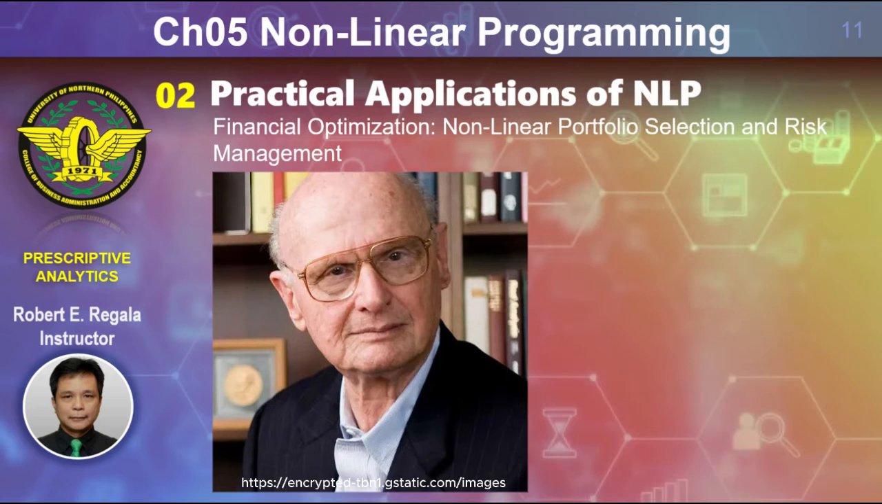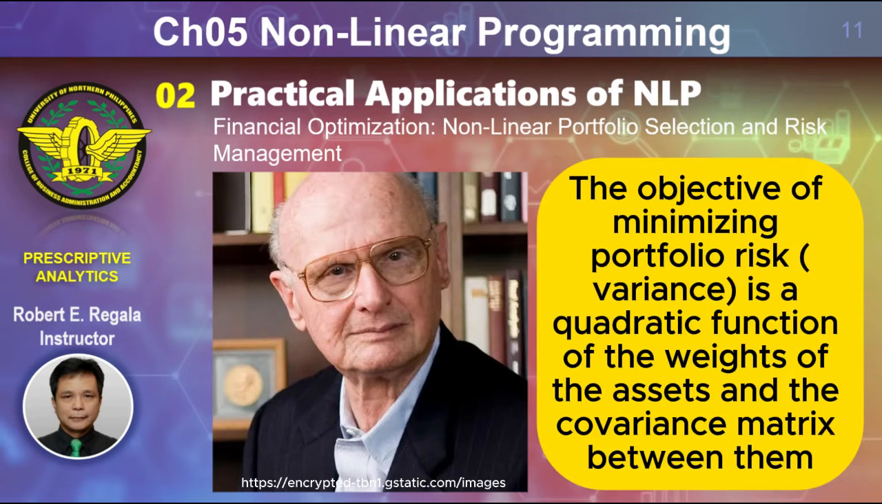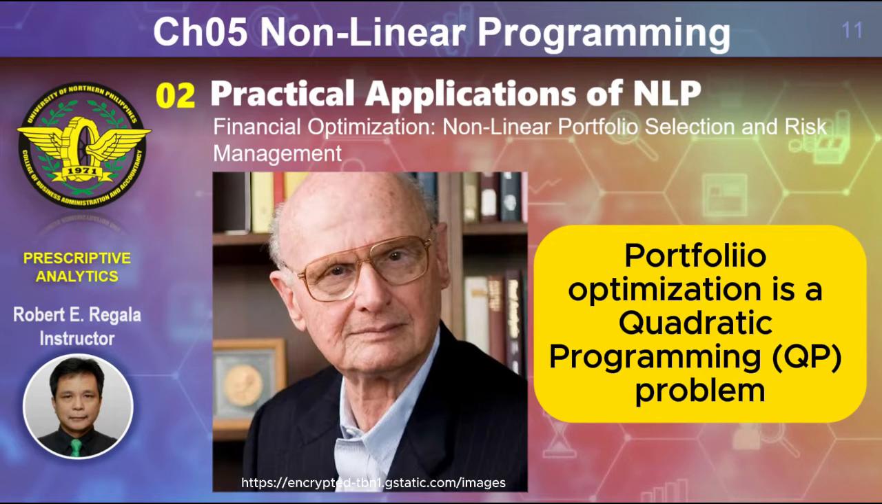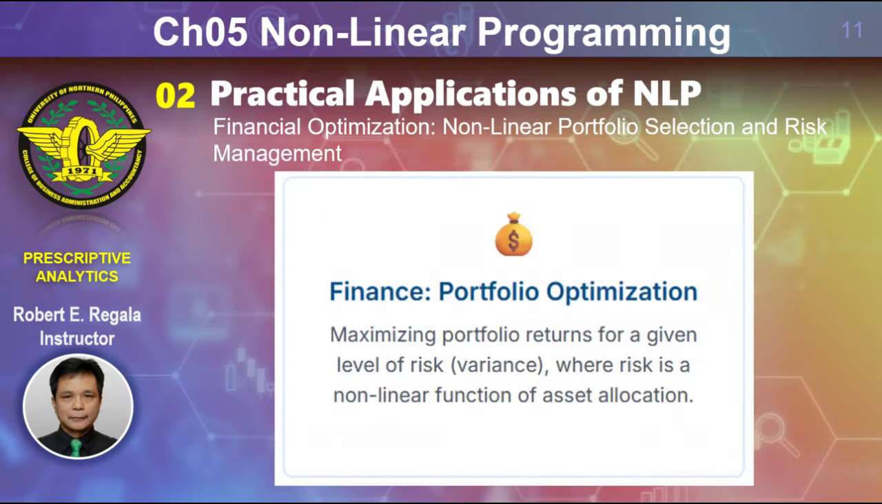The primary nonlinearity arises because the objective of minimizing portfolio risk variance is a quadratic function of the weights of the assets and the covariance matrix between them. This classifies portfolio optimization as a quadratic programming (QP) problem, a highly important subclass of NLP.